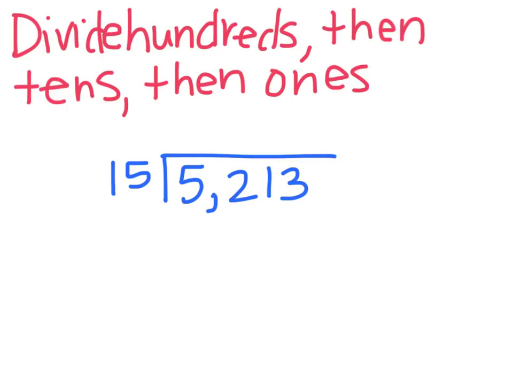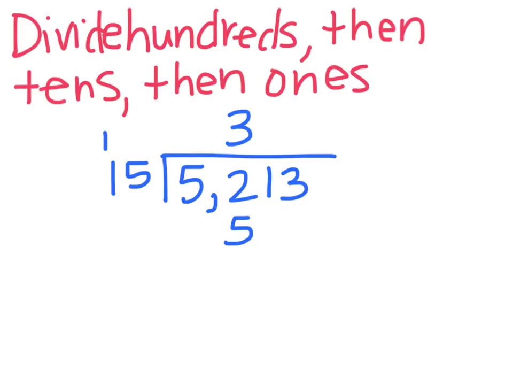Well, I'm going to round 15 to 20 and think about compatible facts. What's a compatible fact that will help me estimate 20 fitting into 60? I'm going to start with 3, and we'll test that out and see how close we are. 3 times 5 is 15. Please note that I'm putting this in the hundreds column because we're working with 5,200.